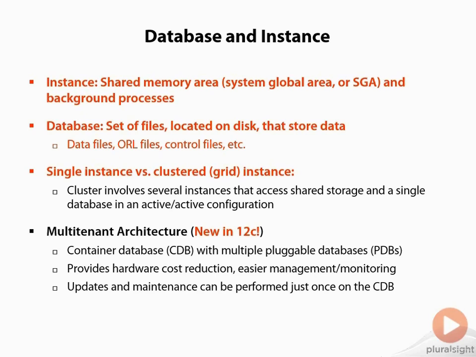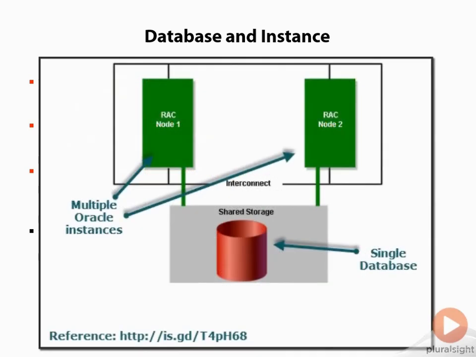Now the clustered instance, what's called the grid instance, remember that 11g is grid, but you can do grid just as much with 12c. This involves two or more nodes or database servers that have the Oracle binaries installed. They are instances, but the difference with a clustered environment, what's called RAC, Real Application Cluster, is that those nodes are focused on shared storage and a single database.